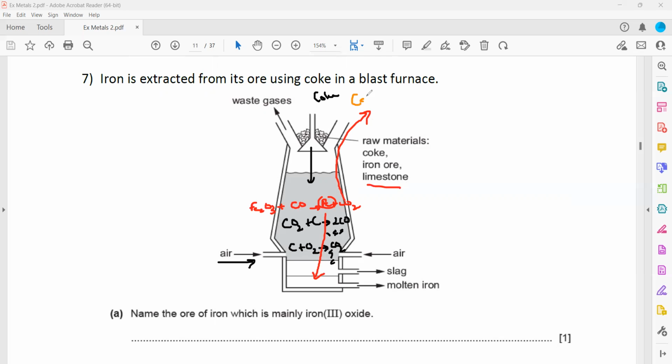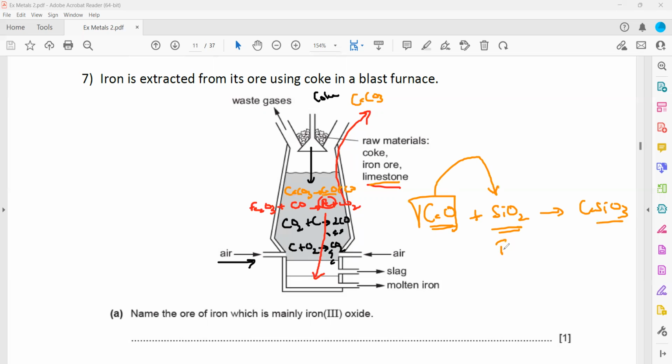But why do we add the limestone, or calcium carbonate? This limestone decomposes because of the heat in the furnace. It decomposes into calcium oxide plus carbon dioxide. And this calcium oxide, which is a basic oxide, reacts with the sand, silicon dioxide, and forms calcium silicate, or slag. So the main purpose of the limestone is to produce calcium oxide. Then calcium oxide can react with the impurity silicon oxide, or sand, to form slag.